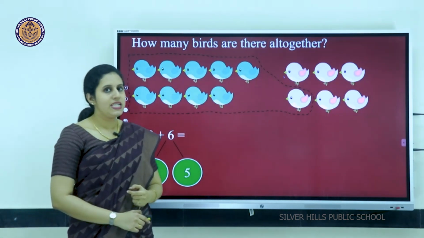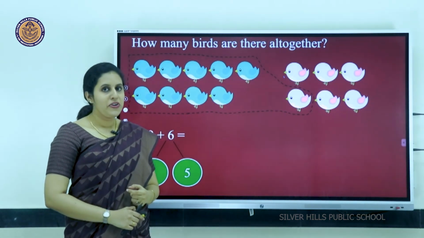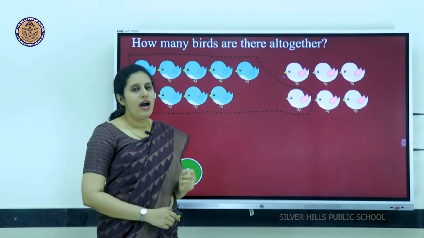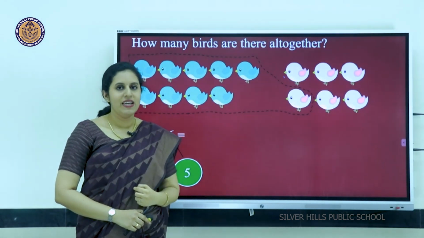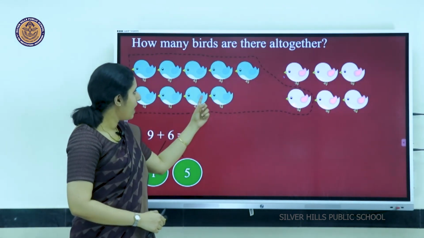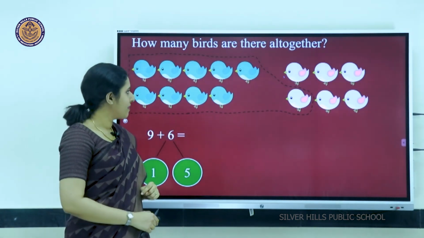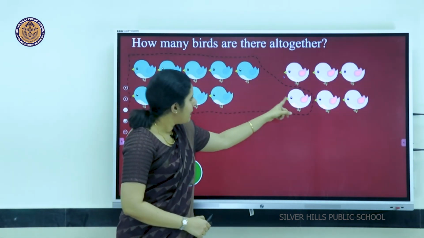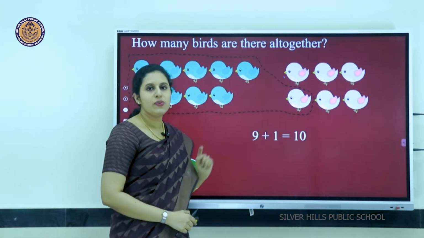Now, the problem is still not over. You are still going to find how many birds there are altogether. How do you do that? Yes, now we see how many are inside the group and how many are outside the group. Of course, inside the group it will be 10 because we made it so. How about outside the group? Yes, there are 5. So inside the group you have 9 blue birds plus 1 pink bird. How do you write that? 9 plus 1 is equal to 10.